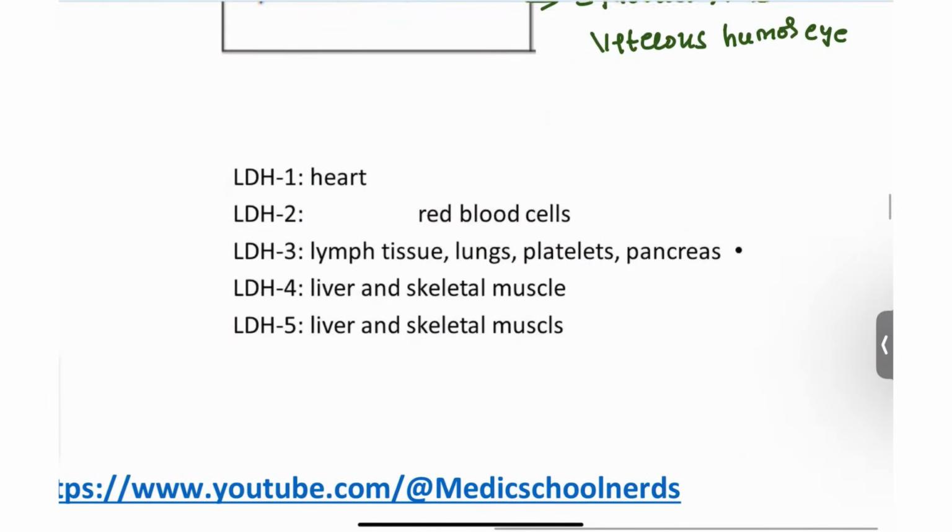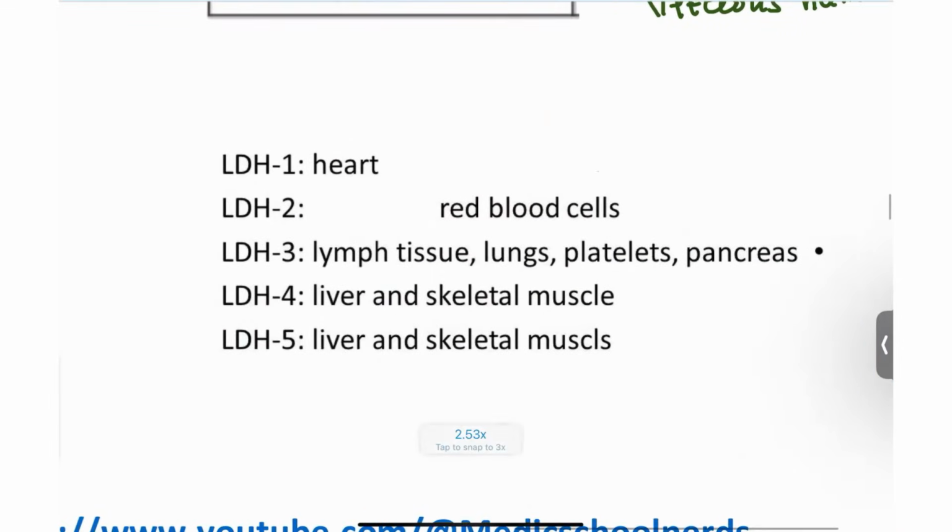Next one, LDH. LDH1 is seen in the heart, LDH2 is seen in the red blood cells, and LDH3 is seen in the lymph tissue, lungs, platelets and pancreas. LDH4 is seen in the liver and skeletal muscle. LDH5 is also seen in the liver and skeletal muscles.